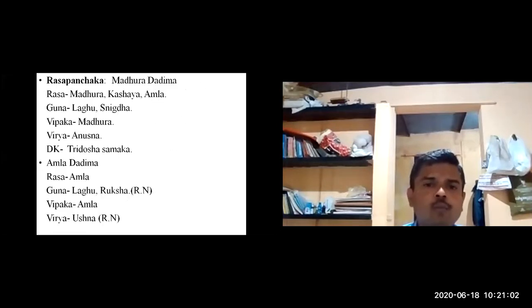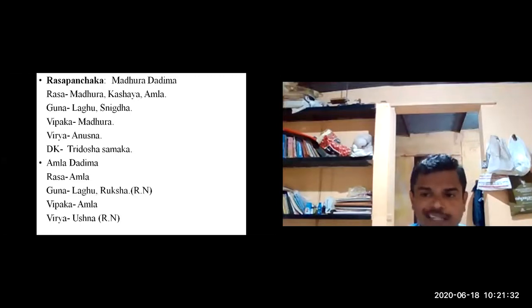Okay. So next we'll move to the Rasa Panchaka. Here, depending upon which rasa is predominant, that is Madhura Dadima, Amla Dadima, Madhura Amla Dadima, they used to describe the Rasa Panchaka. The first one is Madhura Dadima, that is Madhura Satmaka Dadima. So what are the properties? Madhura Kashaya Amla Rasa. All these three rasas are present in Madhura Dadima.